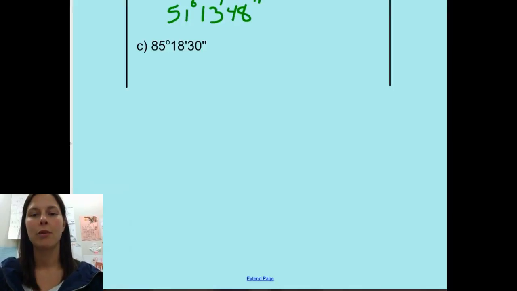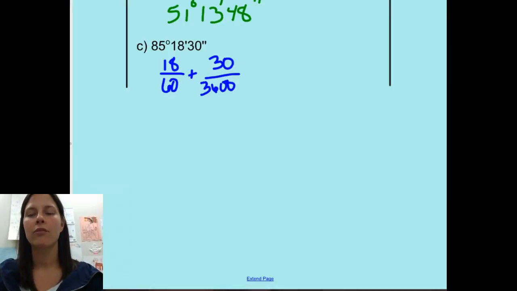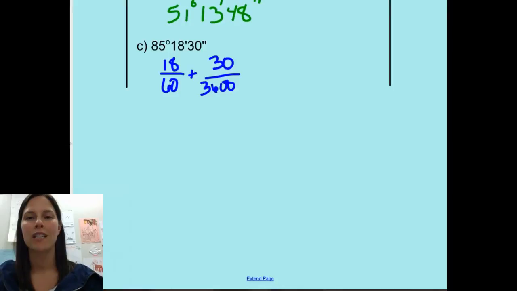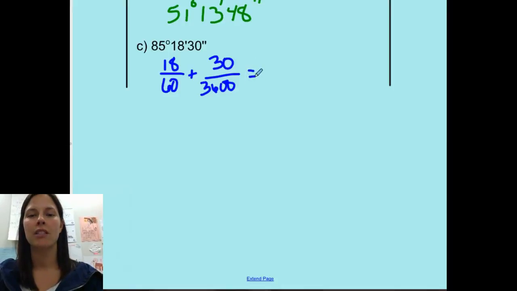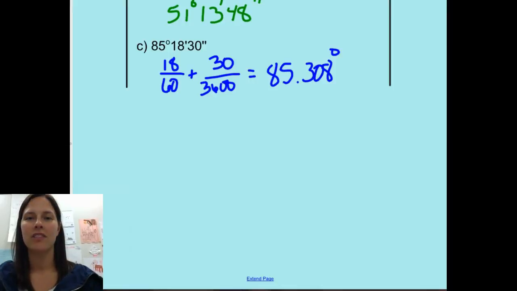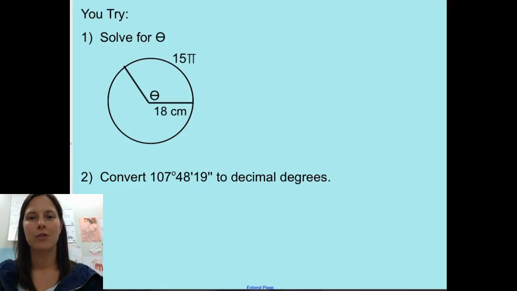Our last example, we will convert the minutes back to decimal degrees by dividing by 60, and we take those seconds, and this is where we use that 3600. This time we're converting all the way from seconds back to decimal degrees, and there are 3600 seconds in a degree. So this will give us the decimal part of our degree measure. I got 85.308 degrees, rounding to the nearest thousandth. And you have 2 U-Try questions today.